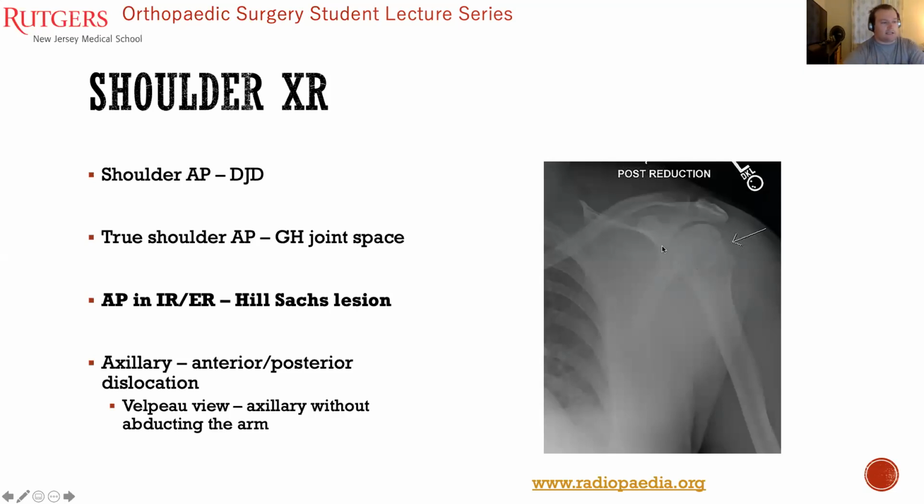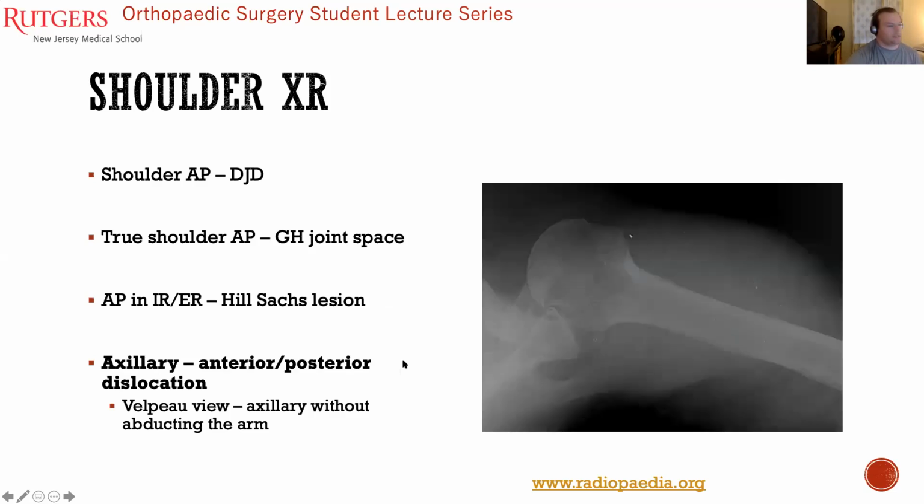We'll get into what a Hill-Sachs lesion is a little bit later. Is that your question, Jeremy? Yeah, that's my question. So the reason we're going to hold off is this next image, the axillary, is actually going to show us exactly what a Hill-Sachs lesion is.